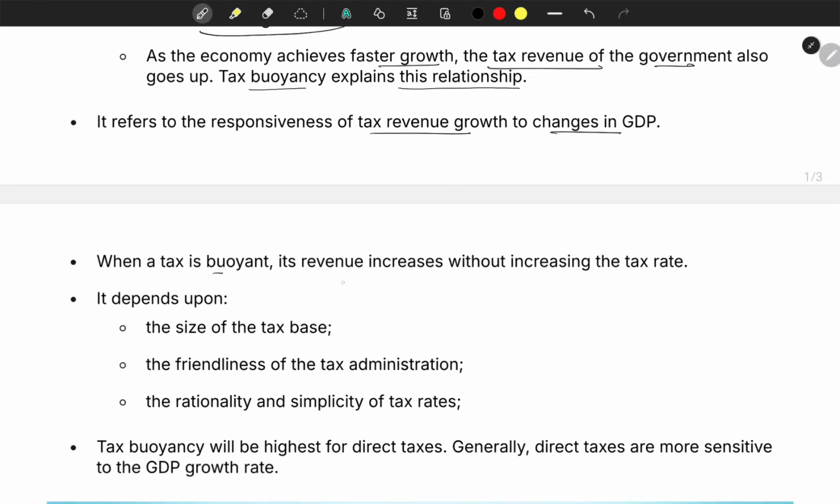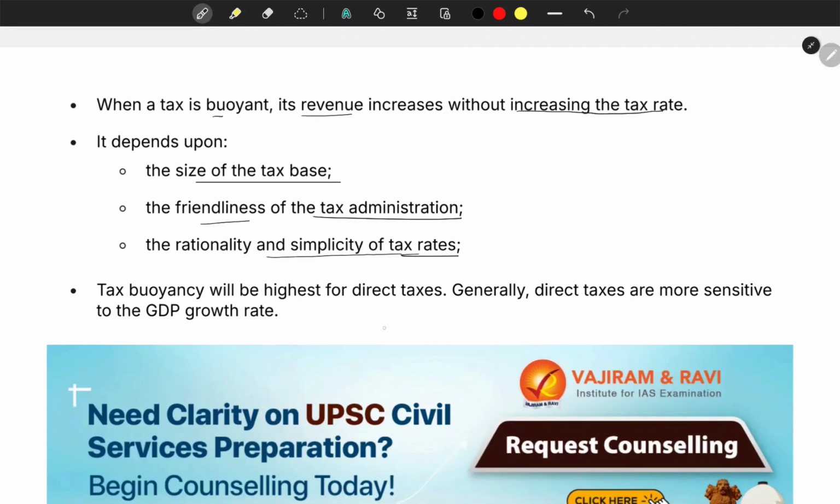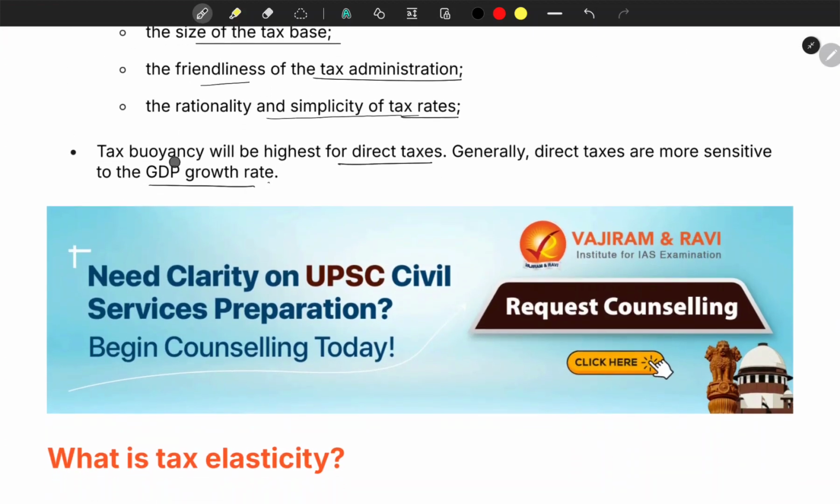When tax is buoyant, its revenue increases without increasing the tax rate. It depends upon the size of income tax, the size of the tax base, the friendliness of the tax administration, and the rationality and simplicity of tax rates. Tax buoyancy will be highest for direct tax. Generally, direct taxes are more sensitive to the GDP growth rate.